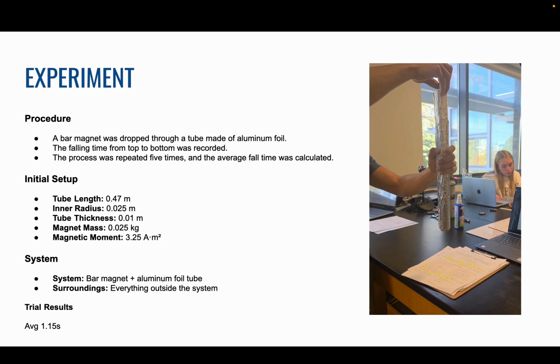The initial conditions were a tube length of 0.4 meters, an end radius of 0.025 meters, a tube thickness of 0.01, a magnet mass of 0.025 kilograms, and a magnetic moment of 3.25 A·m². The system is the bar magnet and the aluminum foil tube, and the surroundings are everything else outside the system. On the right, it shows us dropping the magnet, and that's what the tube looked like.